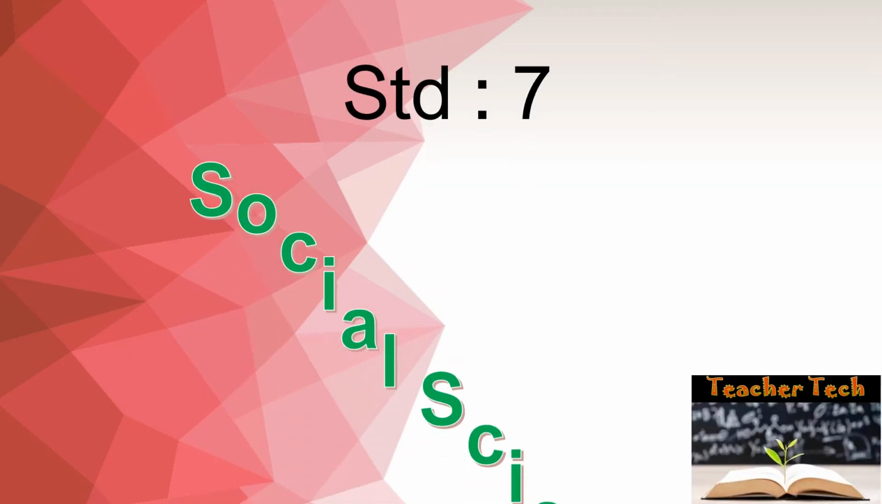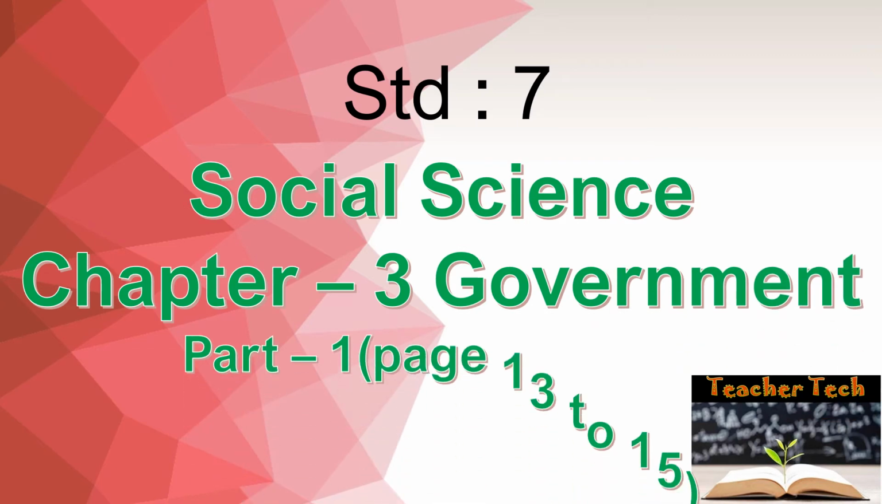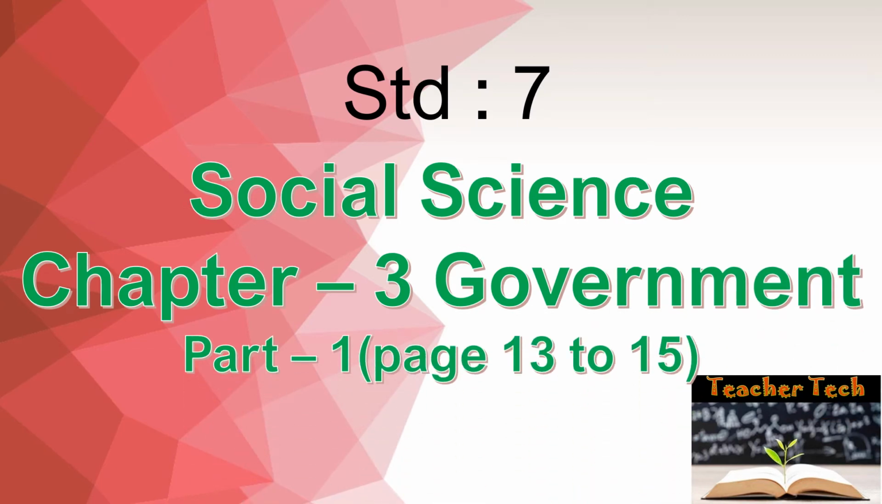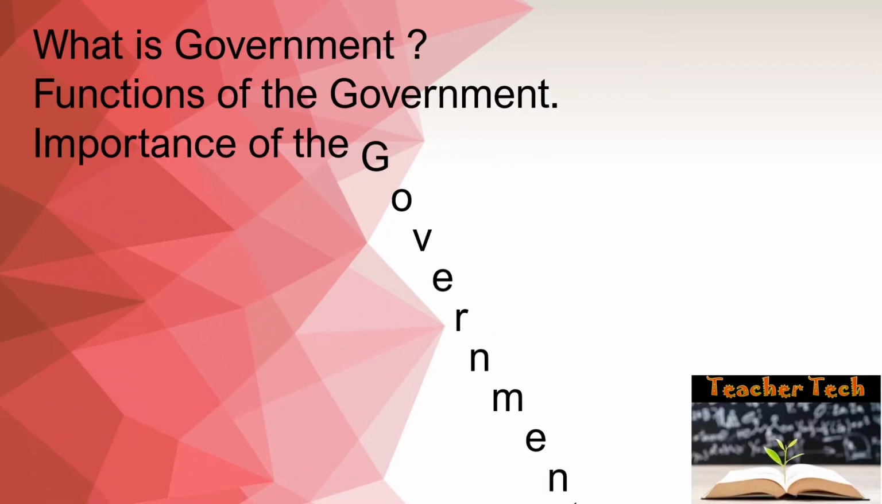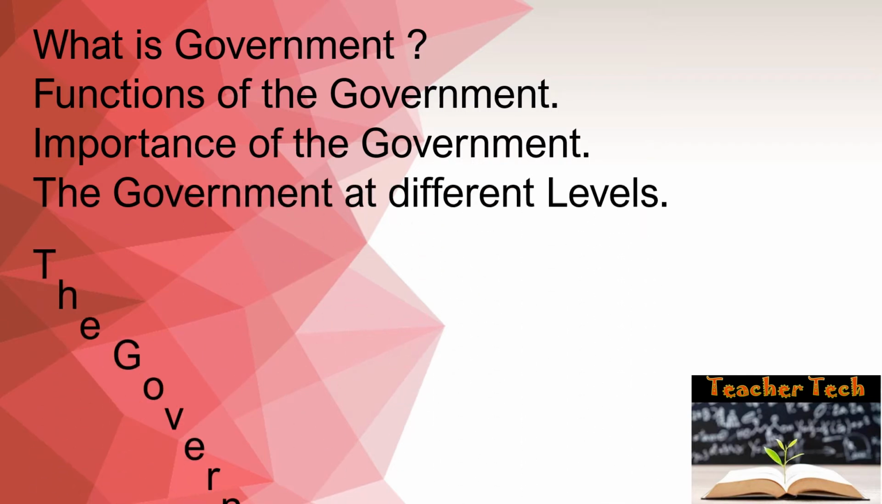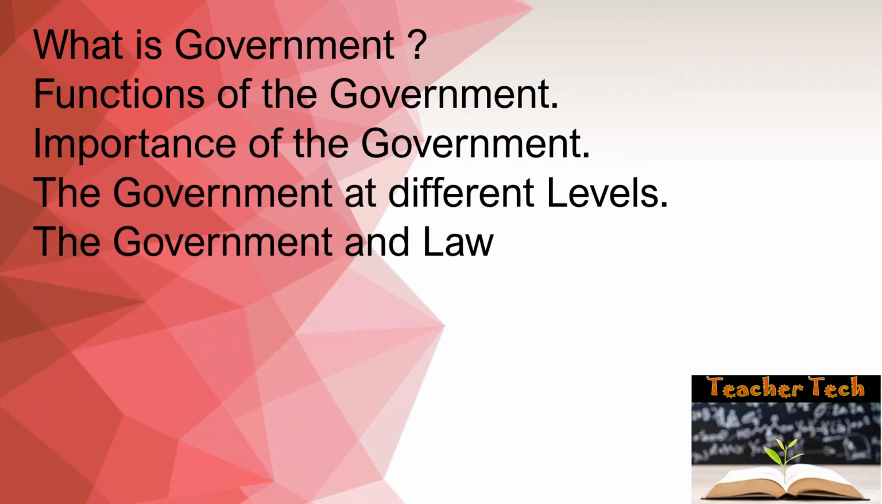Hi students. Today I am going to explain chapter number 3, Government, Social Science, part 1, page 13 to 15 from the textbook, standard 7. Today we are going to understand what is government, functions of the government, importance of the government at different levels, the government and law.